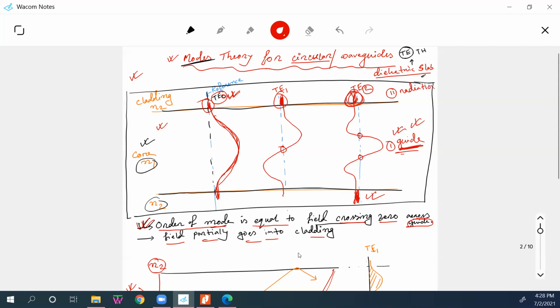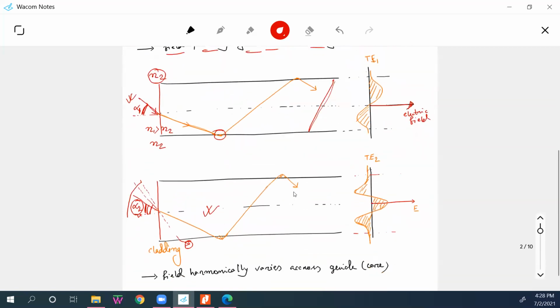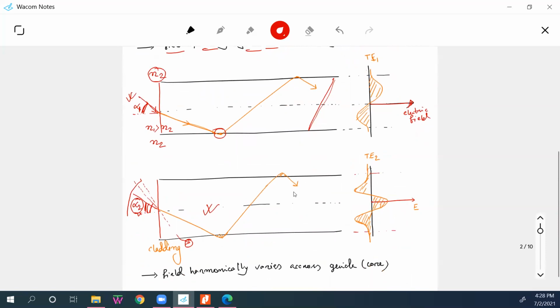Because of this leakage in the radiation mode, when it happens, for example TE2, you see TE2 is higher, you see there are 2 crossings happening. So higher modes tend to have an angle higher than the acceptance angle. We see it here. It means there is a higher chance that some of the light will go to the cladding region due to not following total internal reflection.